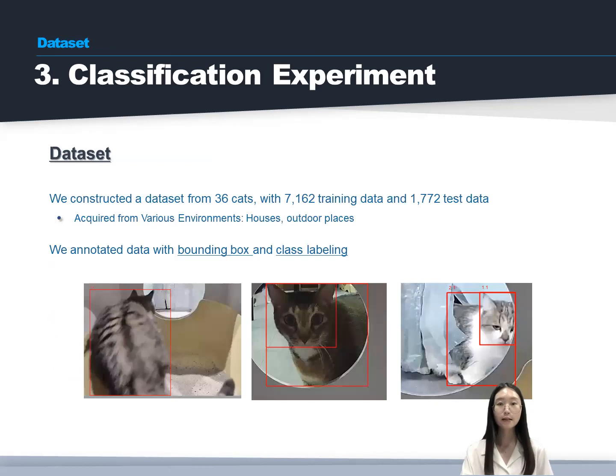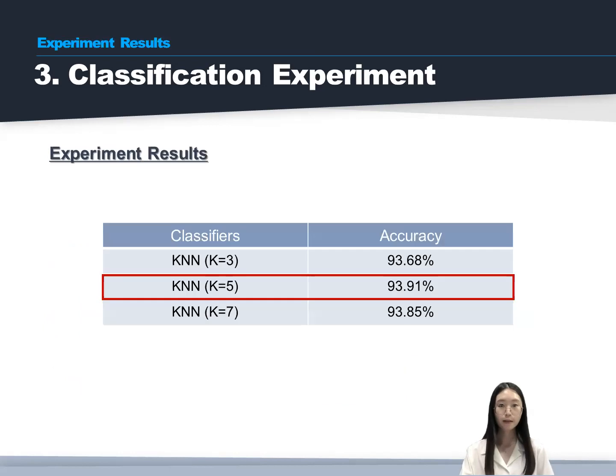The dataset consisted of 7,162 training images and 1,772 test images acquired from 36 cats. These images were collected in various environments, such as indoors and cat cafes, and so on. The images were processed with bounding boxes and used for training the model. Based on the performance testing conducted for cat individual classification, it was observed that the KNN algorithm demonstrated exceptional performance when the value of K was set to 5.